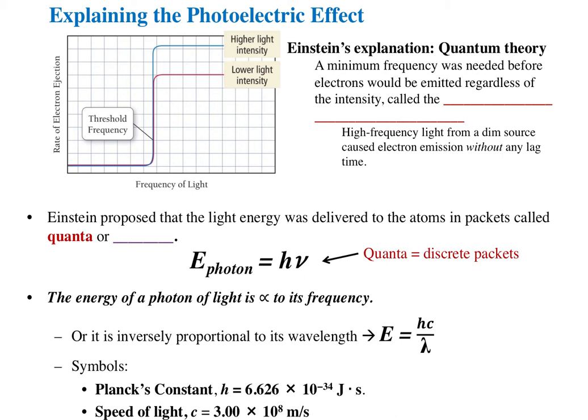So how he explained this is that there was this minimum, this threshold frequency. So this frequency at which all of a sudden electrons were now able to get ejected from the metal. And he called that the threshold frequency, which I just said.